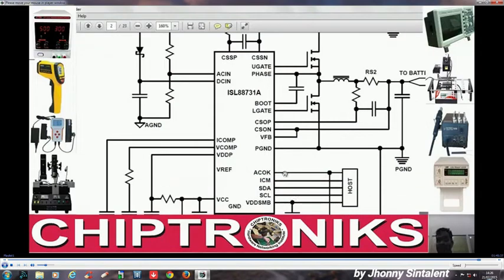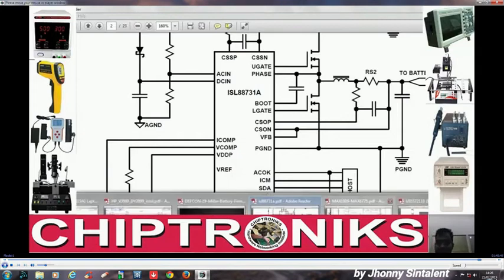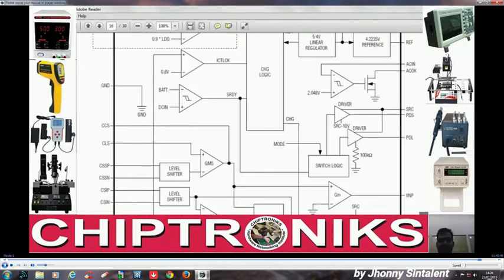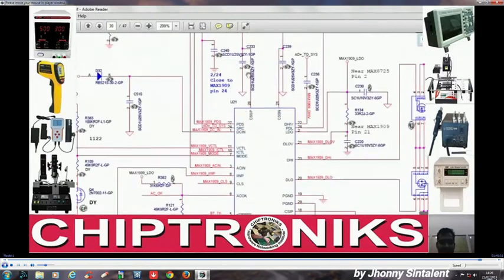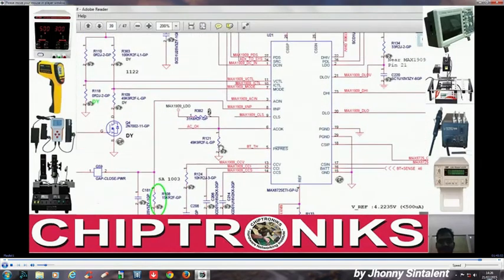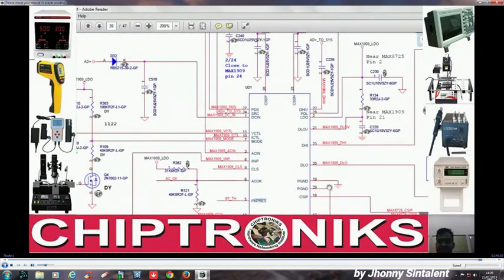And there is one more difference. There is SDA and SCL. That is the SM bus connection from charger IC to the IO controller. Whereas in this one we don't have. You see over here, we don't have SMBC and SMBD connection. We don't have SM bus connection between the charger IC and the IO controller.